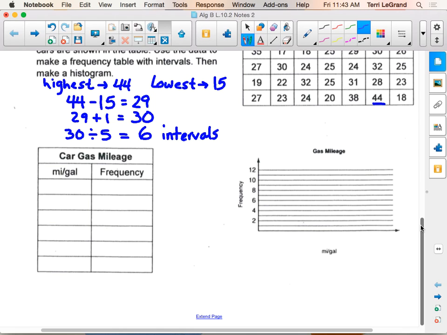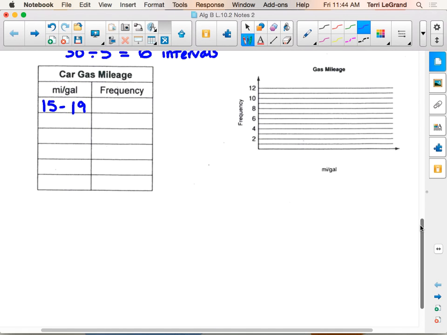So what's our smallest number? 15. Okay, let's just use our fingers. 15, 16, 17, 18, 19. So from 15 to 19. What's our next interval going to start at? 20. What's it going to end at? 24. So notice the difference between them is only 4, but remember how we have that plus 1 for the other end. So we really do have 5 represented in it. Go ahead and finish filling out the intervals.